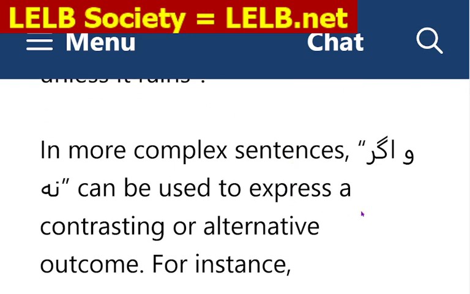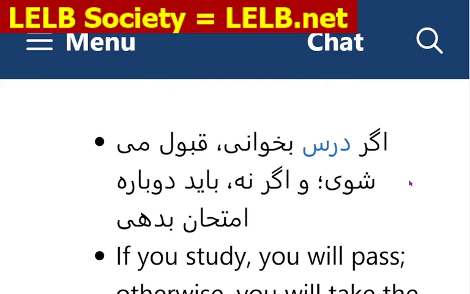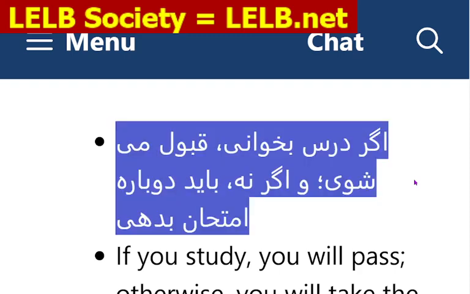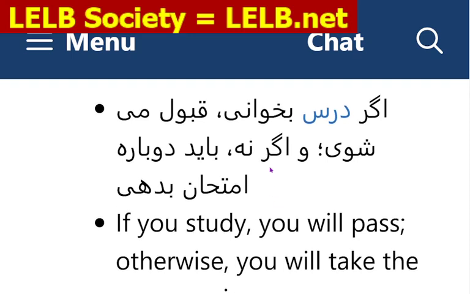So, in more complex sentences, وگرنه can be used to express a contrasting or alternative outcome. For example, اگر درس بخوانی قبول میشوی وگرنه باید دوباره امتحان بدهی. Pay attention to this sentence. اگر درس بخوانی, if you study, if you read for the exam, قبول میشوی, you will pass the exam. وگرنه, or else, or otherwise, باید دوباره امتحان بدهی.